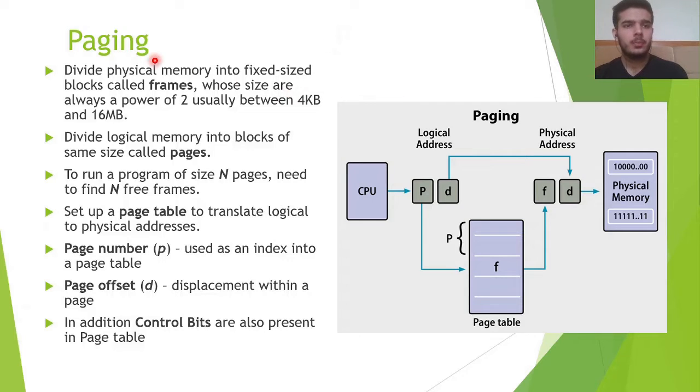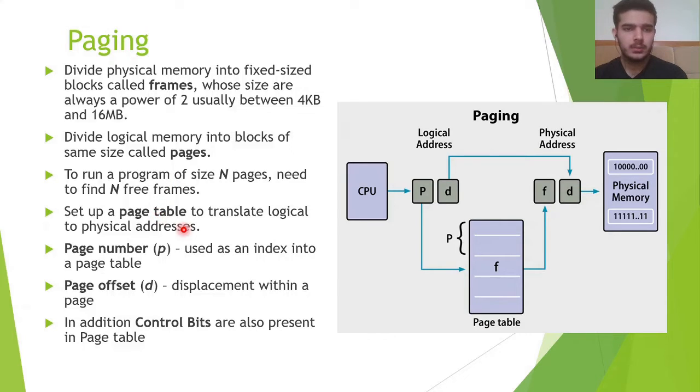Let us learn now about paging. In paging, the physical memory is divided into fixed size blocks called frames, which are always a power of 2 and usually between 4 KB and 16 MB. Logical memory is also divided into blocks of the same size as the frames, known as pages. So to run a program of n pages, n free frames are required.